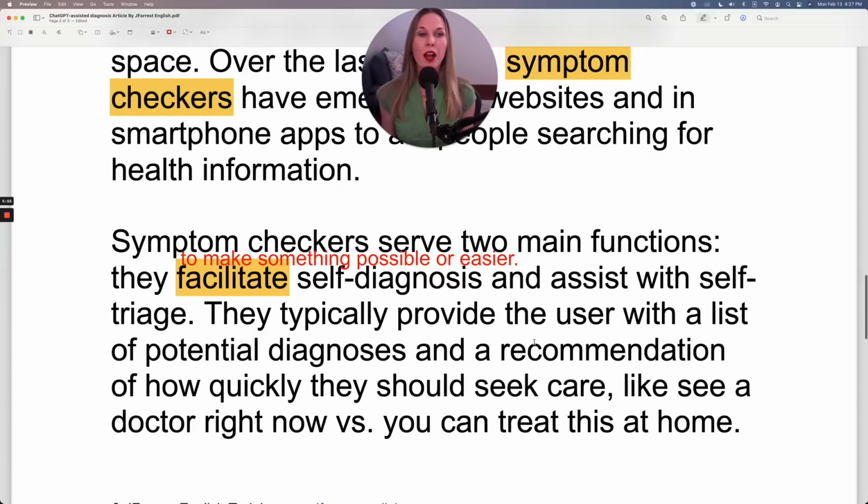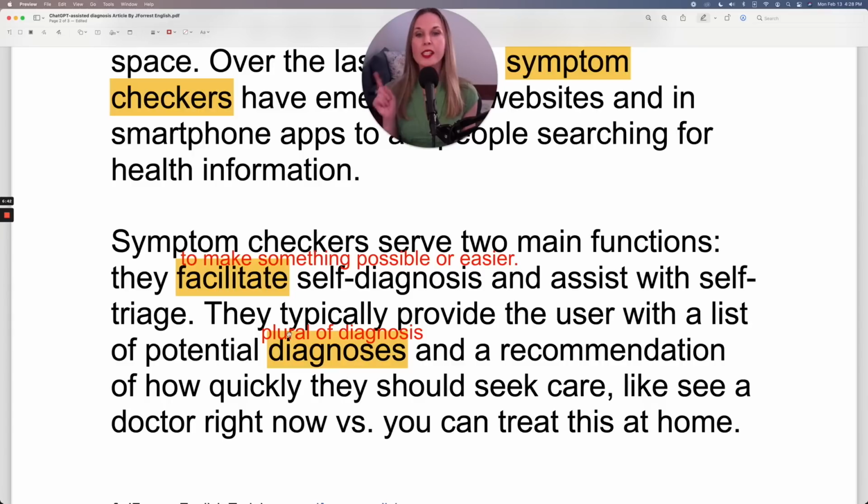They typically provide the user with a list of potential diagnoses. This is the plural of diagnosis. The doctor provided one diagnosis. The doctor provided two diagnoses. Notice the pronunciation, diagnoses. Remember, Linguistic will share the pronunciation, and even when you're doing flashcards, you'll get to review the pronunciation as well, which is very helpful.